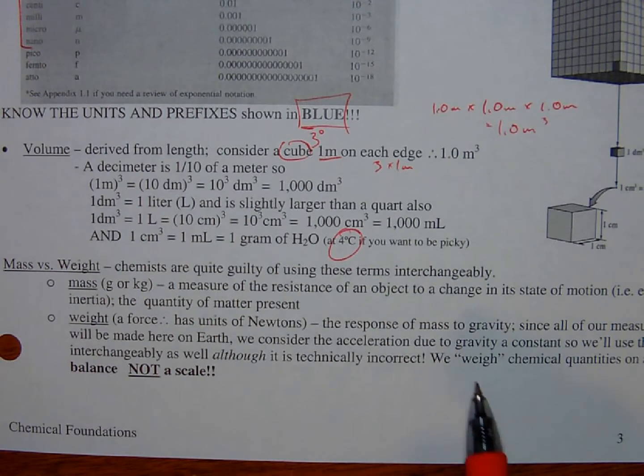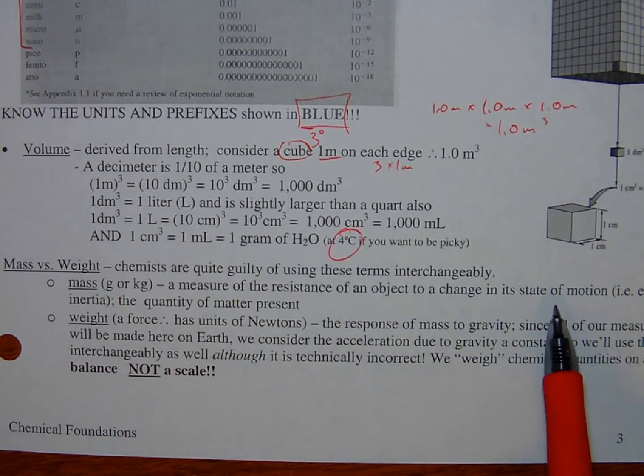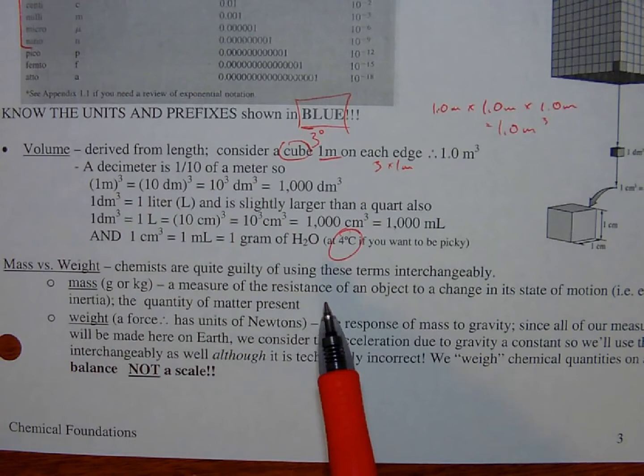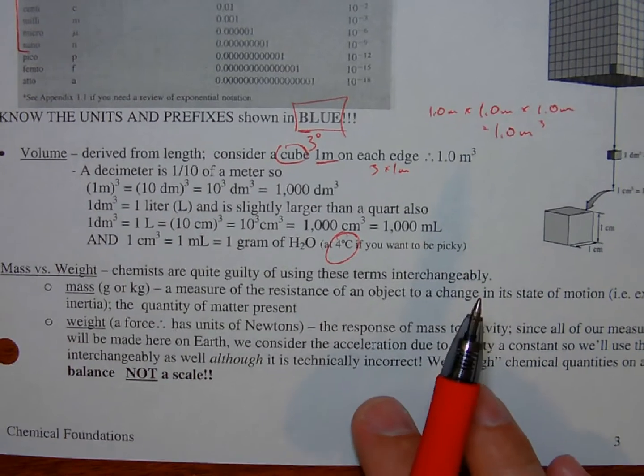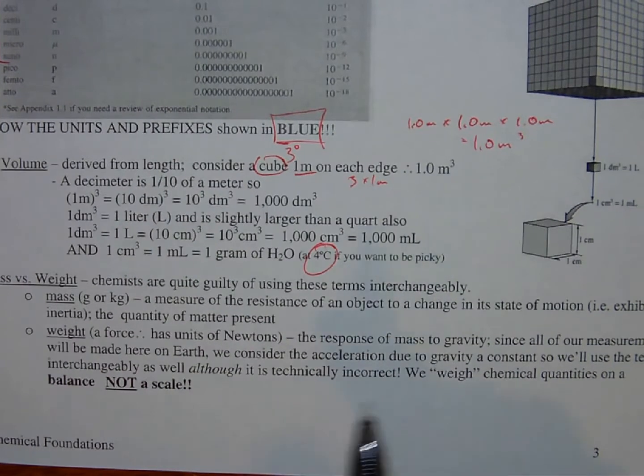So that's what we're talking about. Resistance to a change in its state of motion. If it's at rest, it wants to stay at rest, and it's going to resist a change in that state of being at rest. Or if it's in motion, it's going to resist changes in that motion, whether it's acceleration or deceleration. And that's what we refer to as inertia.